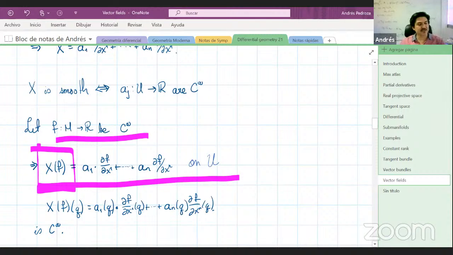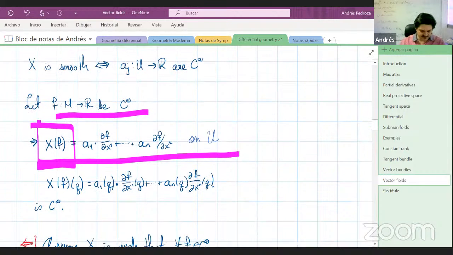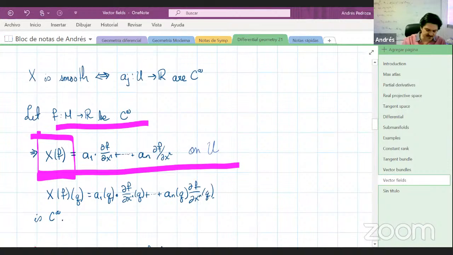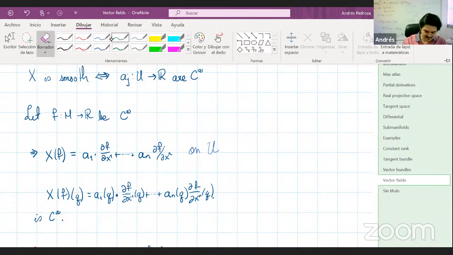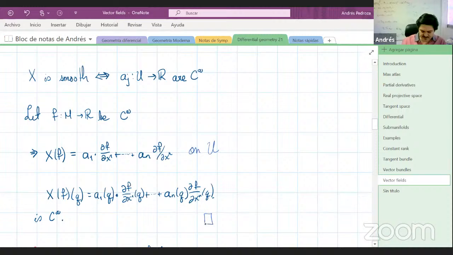Because the A are smooth, the F are C infinity. Once that I apply the differential, I get a C infinity function. And so with that, we are done with this first part. Right? So with this, we finish the first direction.